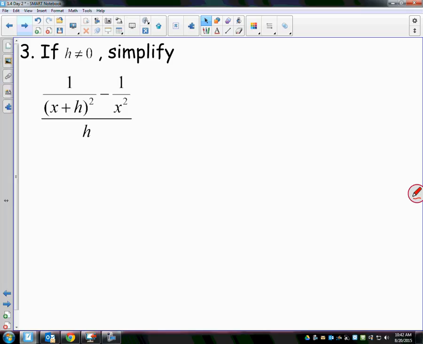I don't really like the way this book says "if h can equal 0." I think it should say "get to the point that you could plug in 0 for h without being undefined." That's what I think the direction should say. That would make way more sense, right?